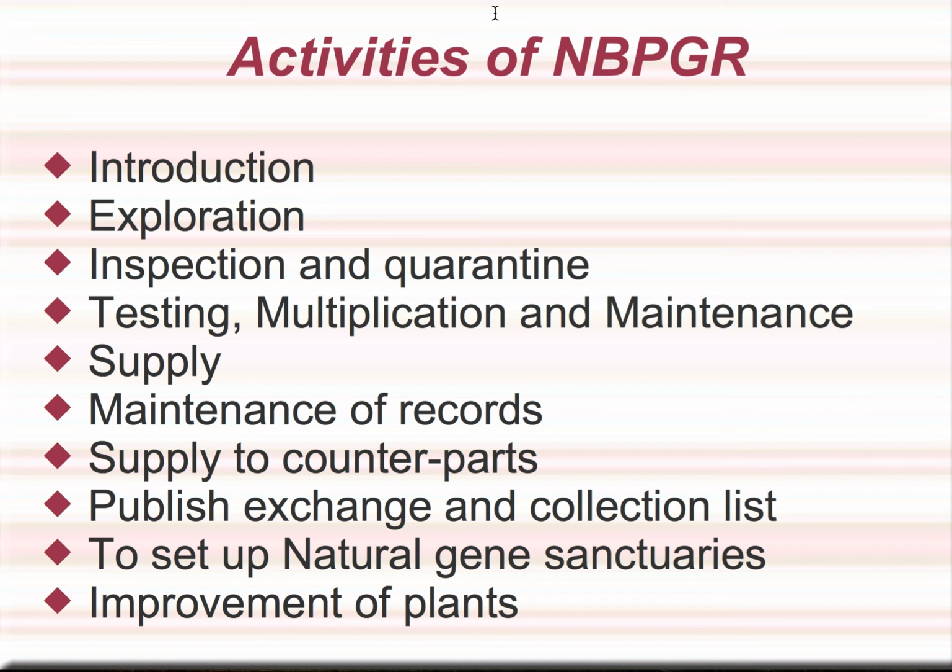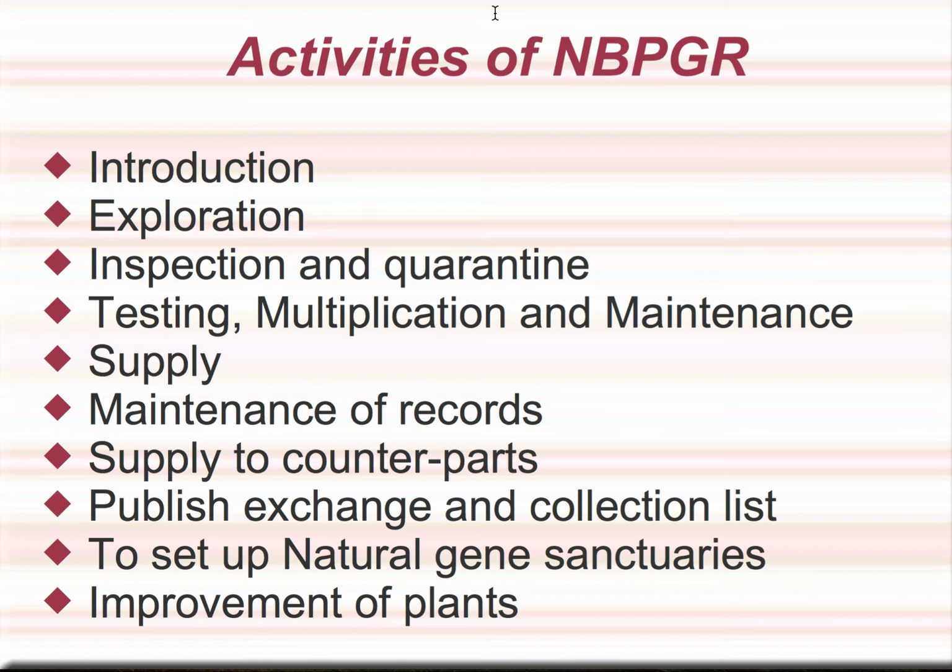Next, testing, multiplication and maintenance of germplasm obtained through various sources. This may be done by the bureau itself at one of its substations or by one of the concerned central institutes of ICAR also. And next, to supply on request germplasm to various scientists or institutions. The germplasm may be supplied ex stock or may be procured from outside in case it is not available in the country.